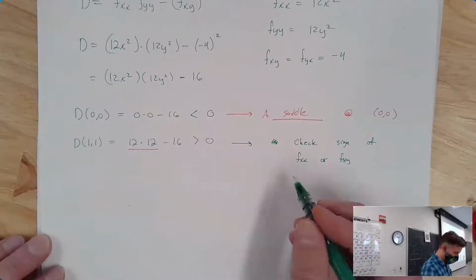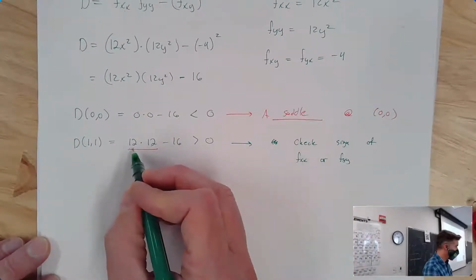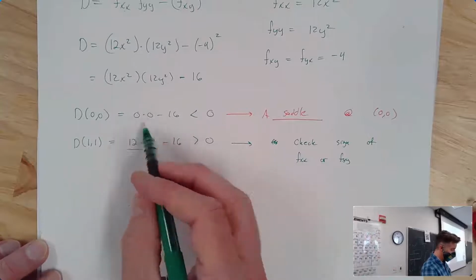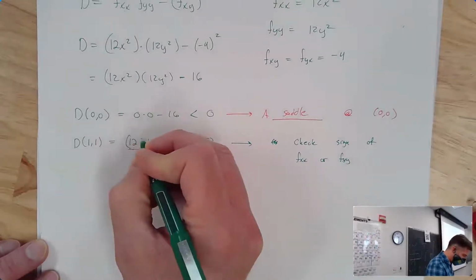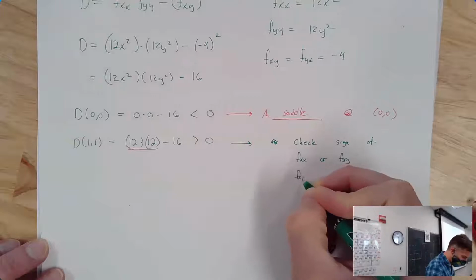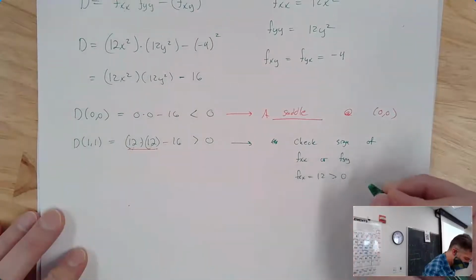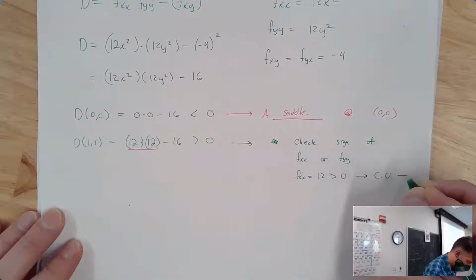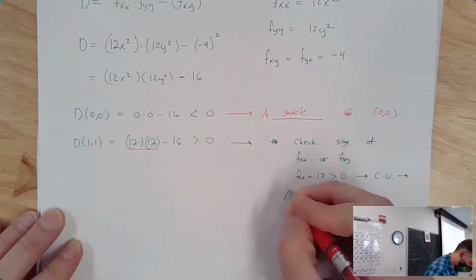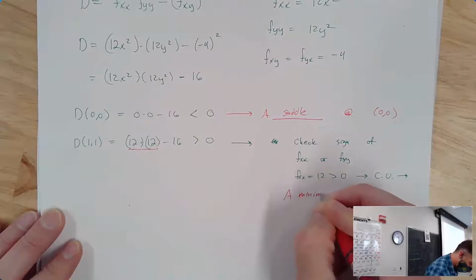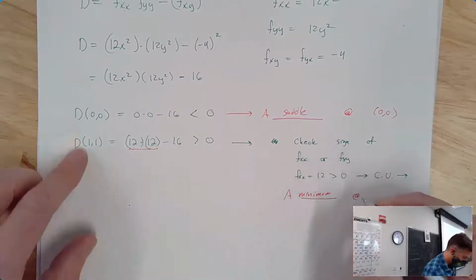So when we do that, well, they're both 12, right? That's another good reason to not actually multiply this all out, because we can already see, oh yeah, I already know that fxx is 12. Great, my second derivative is positive. That means we're concave up, which means we have a minimum. So second derivative positive, concave up, we have a minimum at 1, 1.